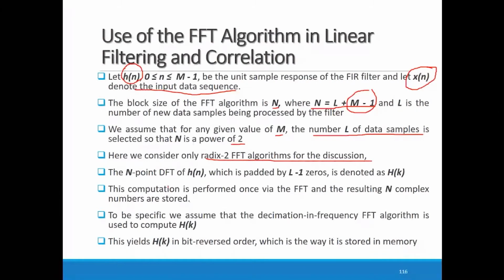So the n-point DFT of h of n. So now we calculate the n-point DFT of this filter h of n, which is padded by L minus 1 zeros, and is denoted as h of k.